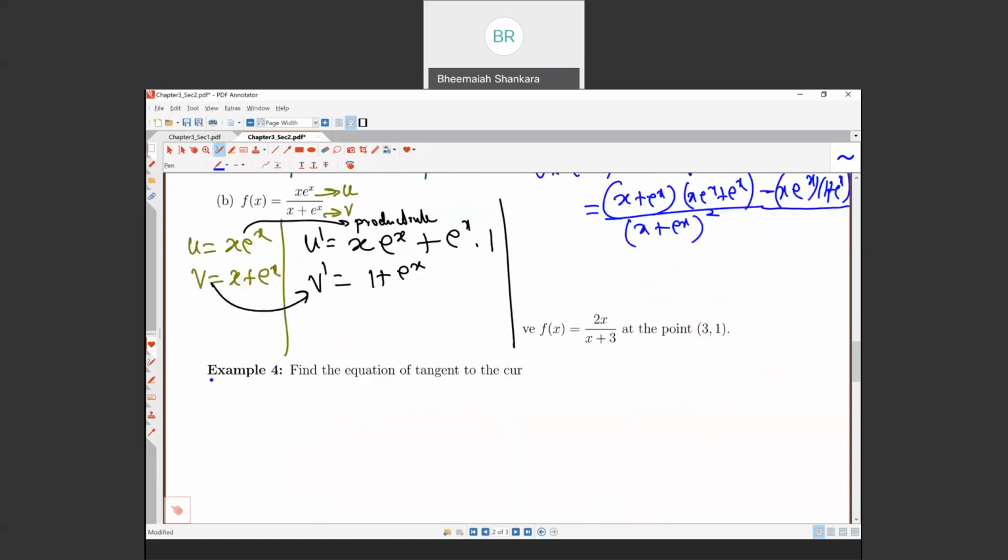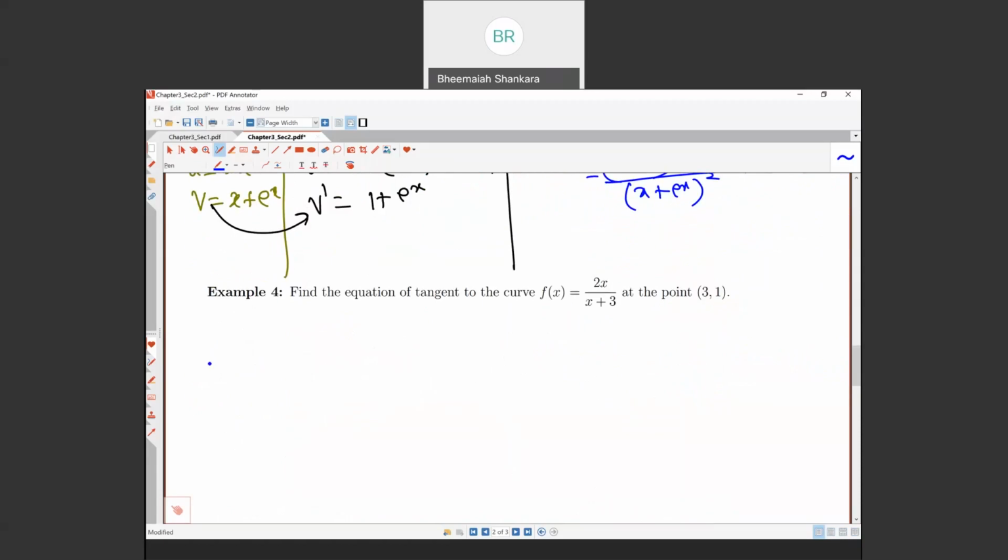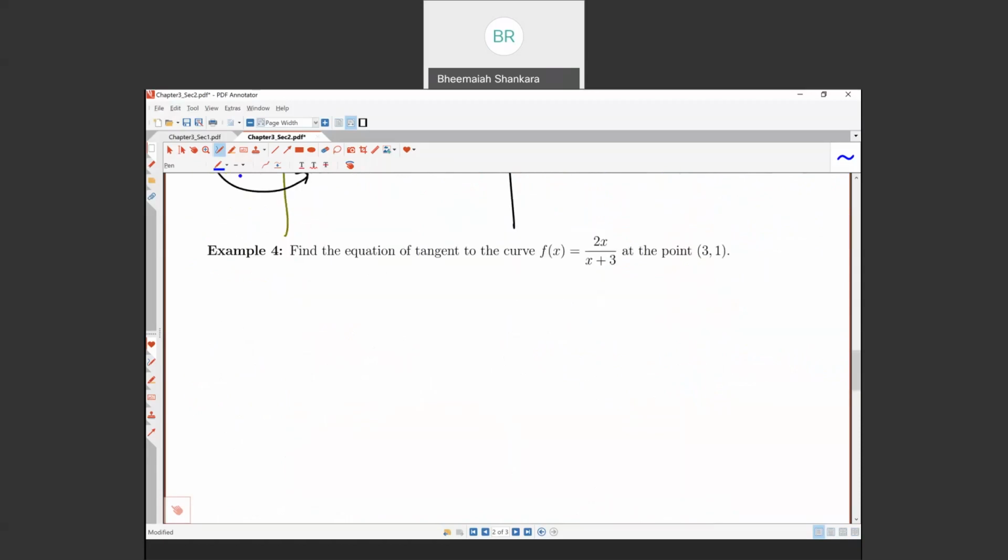In the next example, you are asked to find the tangent line to the given curve at the point 3, 1. As soon as you see this tangent line problem, I want you to write the equation of the tangent line, so you will have a picture of what is the unknown in the problem. So the equation of the tangent line is this: y minus f(a) equal to m times x minus a. Again, understand this m here is the derivative at the point a, f prime a. So this a and f(a) will be given for you.